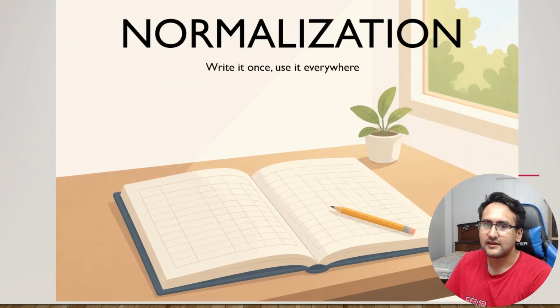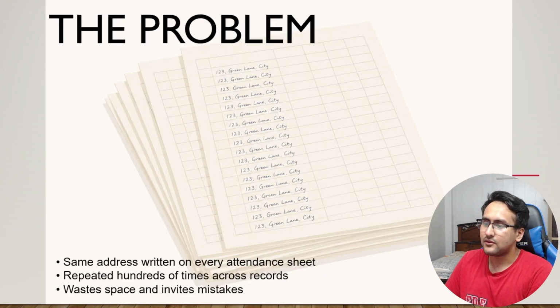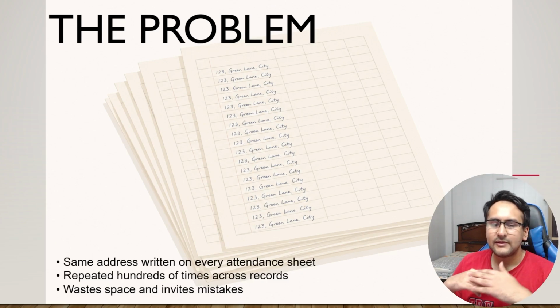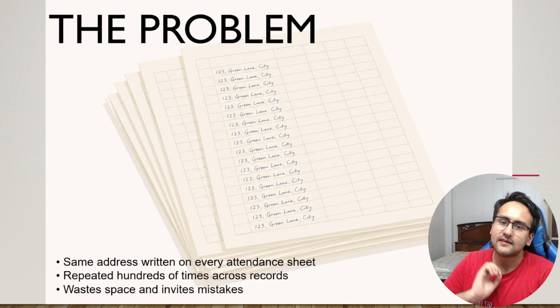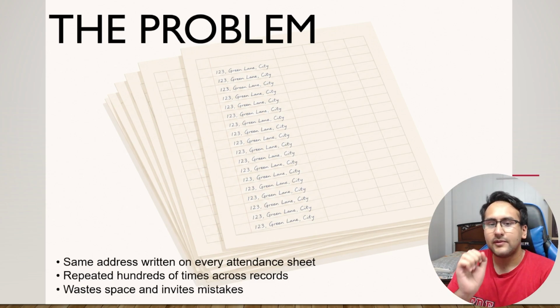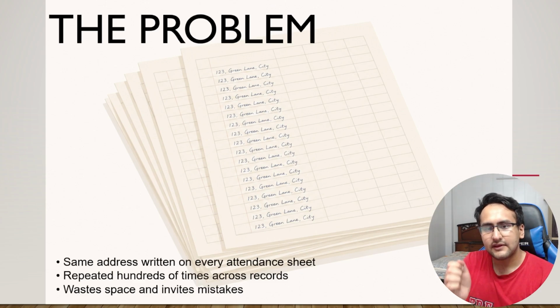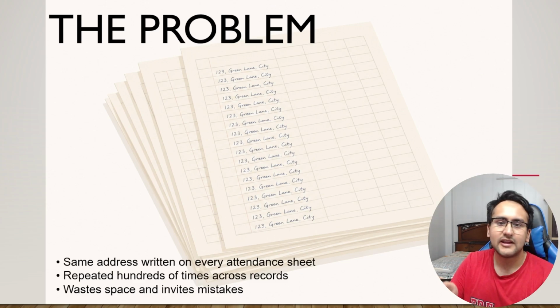Next, normalization. Write it once and use it forever. Let's take the example of an attendance register. Whenever a student is marked present in a class, let's say the teacher writes down the address of where the student is staying each and every time she logs it, whether present or absent. So it's going to be repeated. It unnecessarily wastes the teacher's time, and it also invites mistakes. If the teacher writes it wrong once, she'll just copy the previous one, so it leaves it prone to errors.